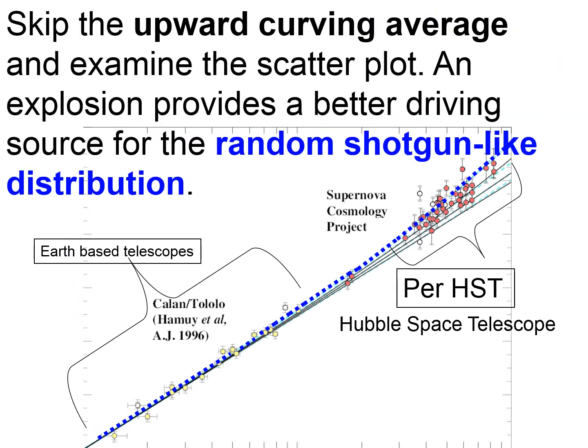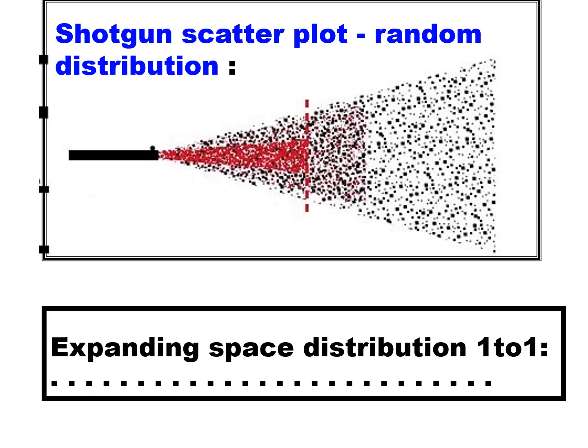Skip the statistically created upward curving average and examine just the scatter plot. Statistical averages can easily overlook valuable details and can get one into troubles. A bubbling explosion provides a better driving source for the shotgun-like distribution seen in the far right than that of a restricting, expanding, accelerating space mass assumption or construction. Here we have a shotgun pattern versus an expanding space pattern, both very different from each other.